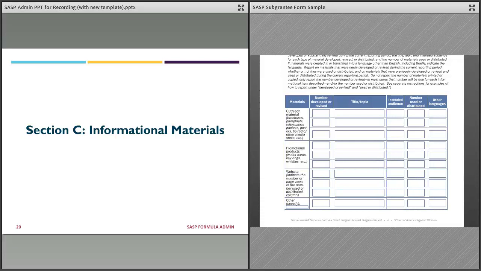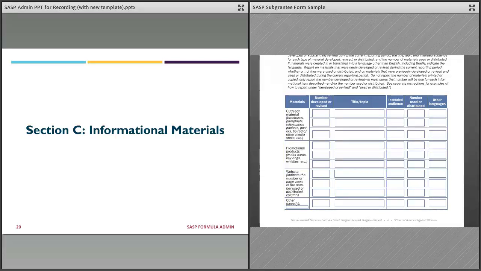Also note that that last column, other languages, we're looking for a specific language, not the number of languages, other than English. So if it was only developed in English, they don't need to add that there. If it was developed in 7 languages, we don't want to see the number 7. We're looking for what 7 specific languages that product was developed.